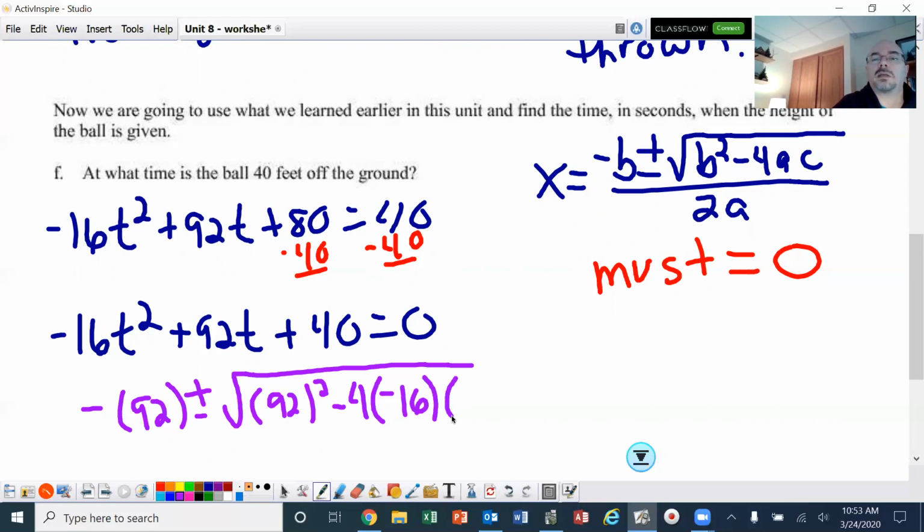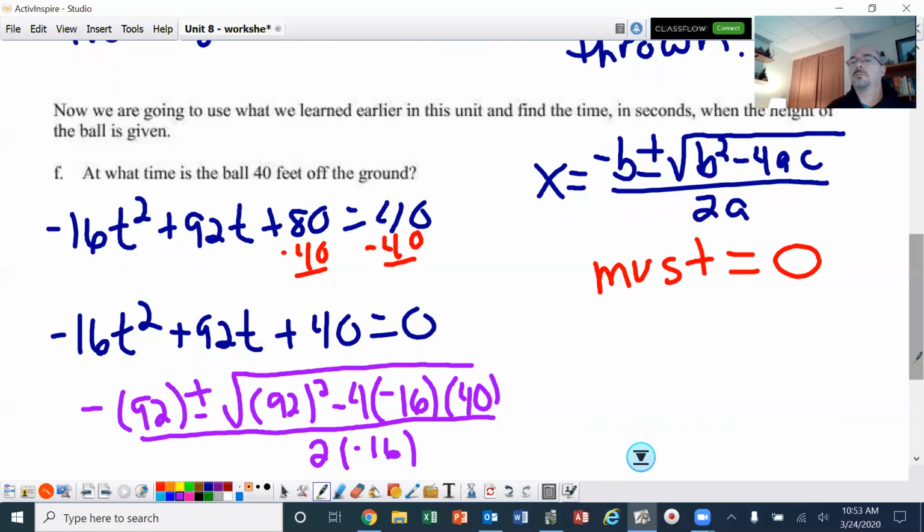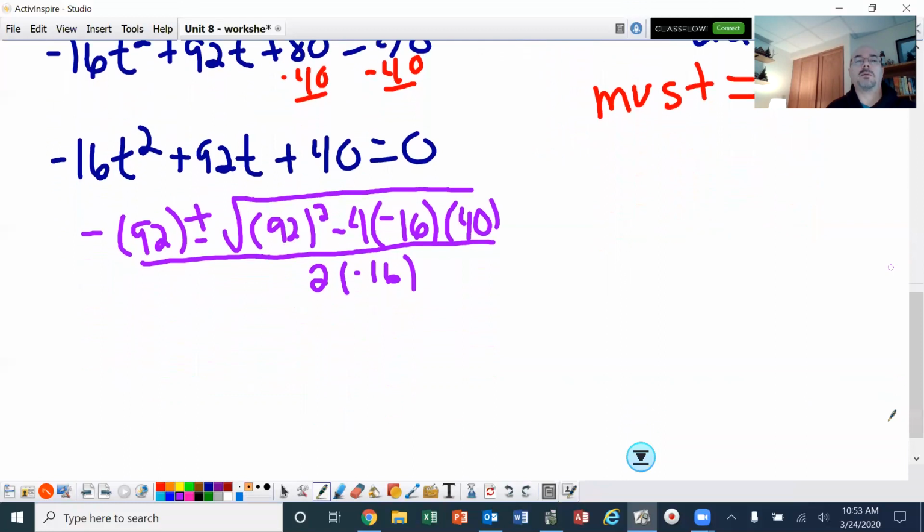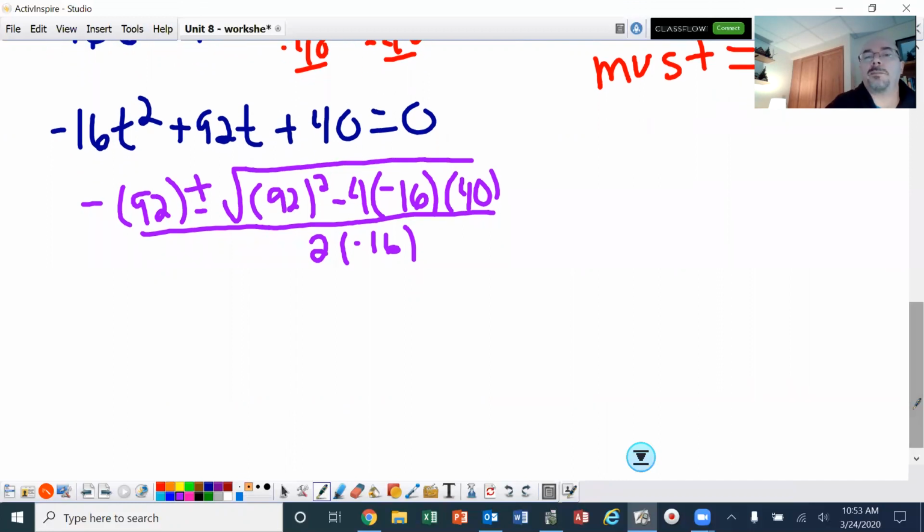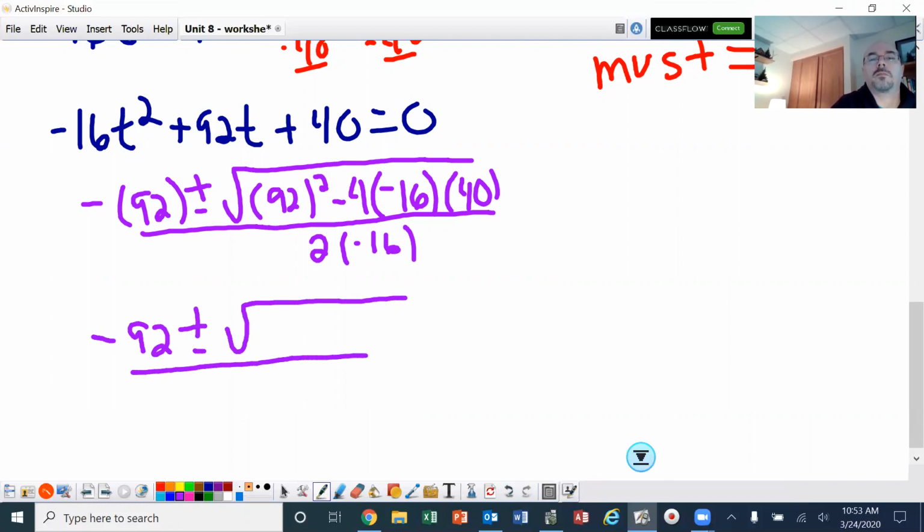Times c, which is 40, all over 2 times a, which is negative 16. All right, let me double check. Negative b plus or minus the square root of b squared minus 4ac all over 2a. Now remember, we're going to simplify the inside of the quadratic first. And the bottom is negative 32.